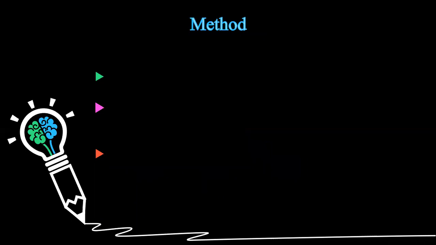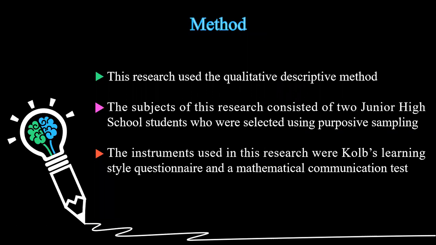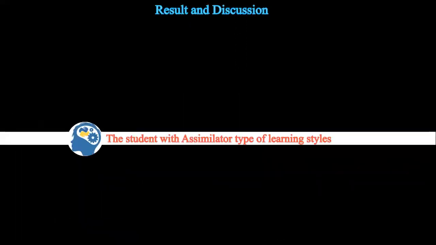Next is the method used in my research. This research used the qualitative descriptive method. The subjects of the research consisted of 2 junior high school students who were selected using purposive sampling. The instruments used in the research were a Kolb learning style questionnaire and a mathematical communication test. Then, the results and discussion.